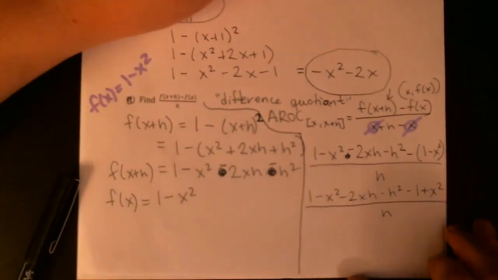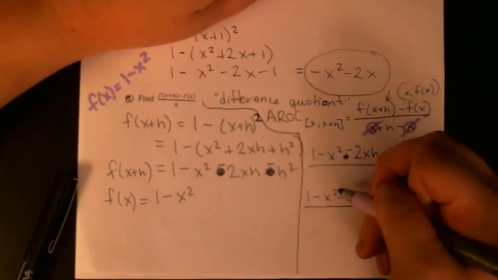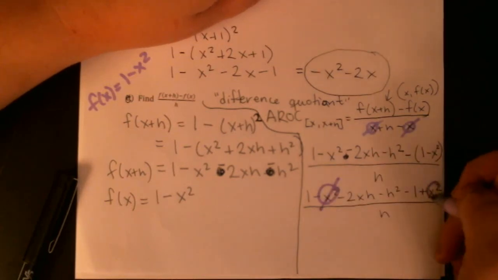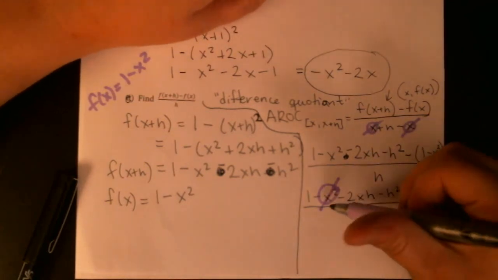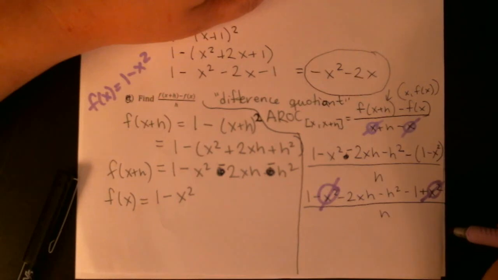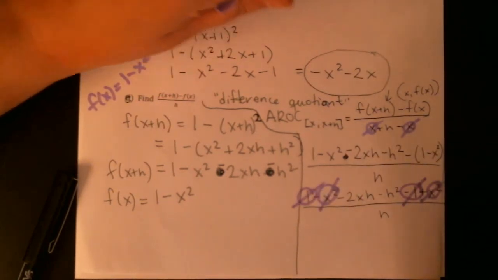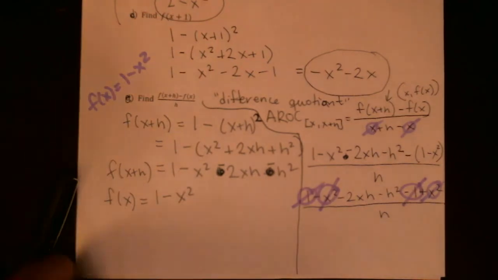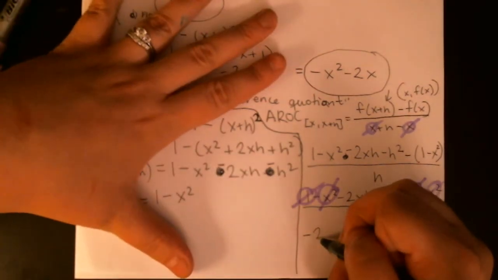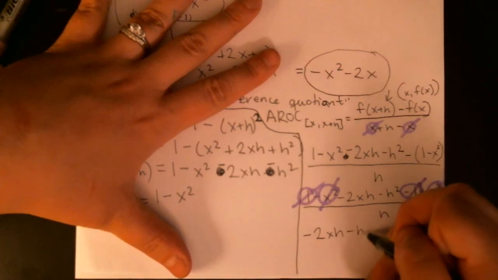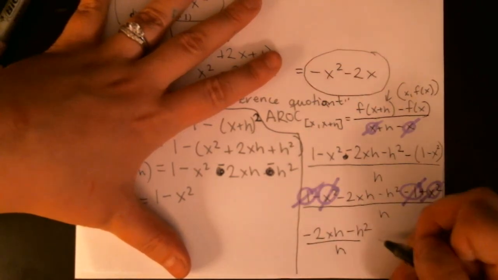Sometimes you have more of an algebra mess than this, but usually we get to a point where things like this happen. I have a negative x squared and a positive x squared. When I add those up, I'll get 0. I have a positive 1 and a negative 1. When I add those up, I'll get 0. And I'm left with negative 2xh minus h squared over h.